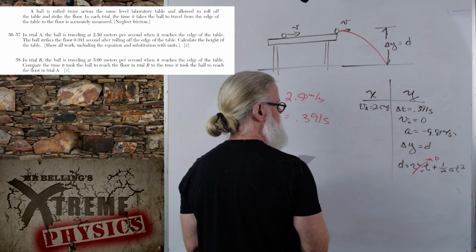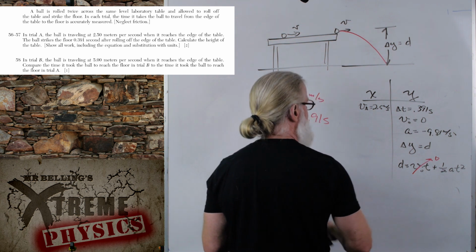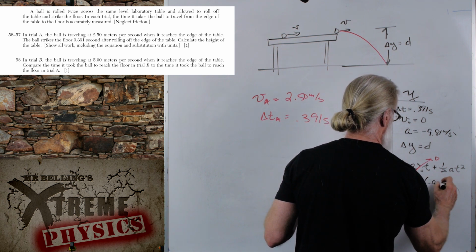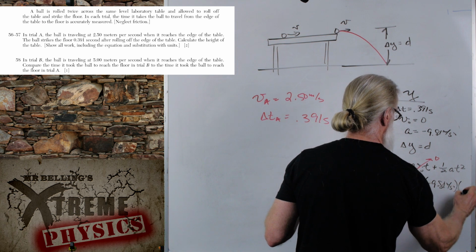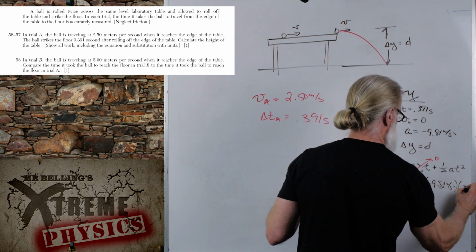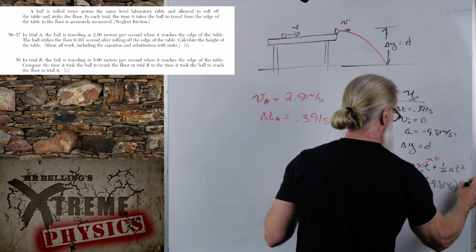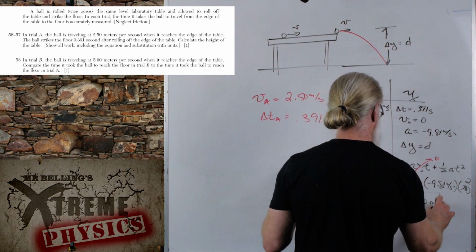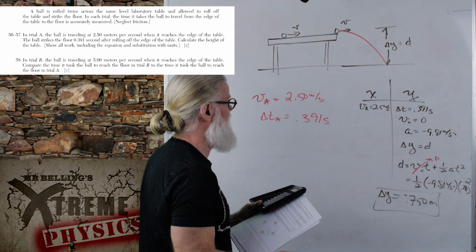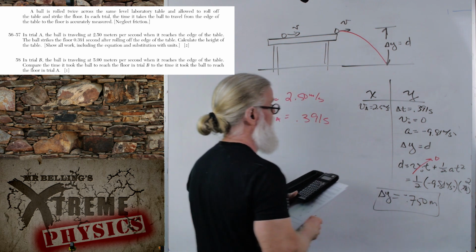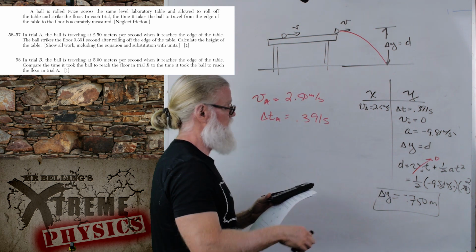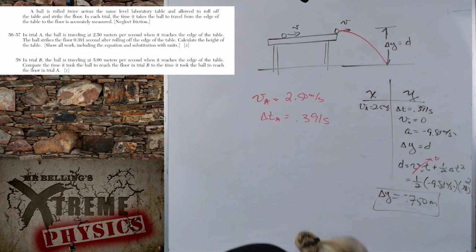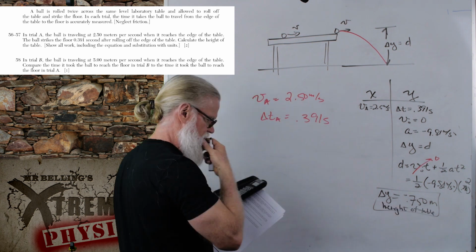All right, so that's 0 because V initial is 0. So the height is going to be 1/2 a t squared, 1/2 times negative 9.81 meters per second squared times 0.391 seconds squared. Don't forget that square. A lot of people are forgetting that square. I got a negative value because it went down. This is actually displacement. Does that make sense? About 0.7 meters, about that high. I'd buy that for 0.4 seconds. That seems reasonable. There's the height of the table.